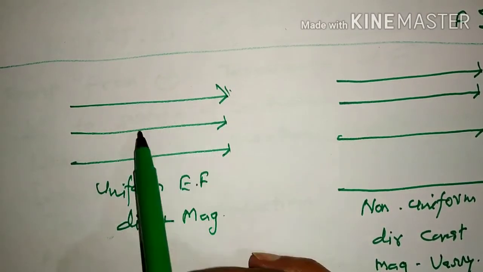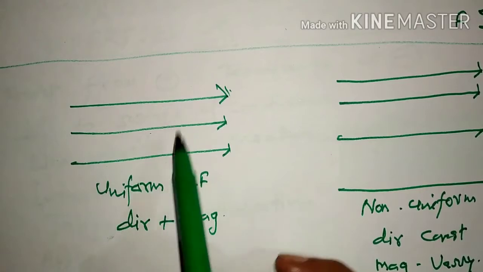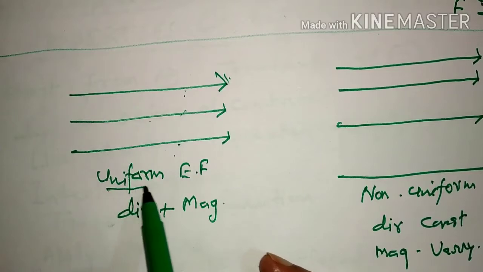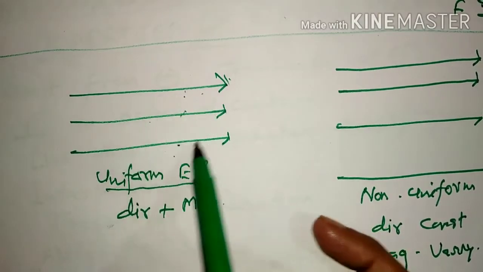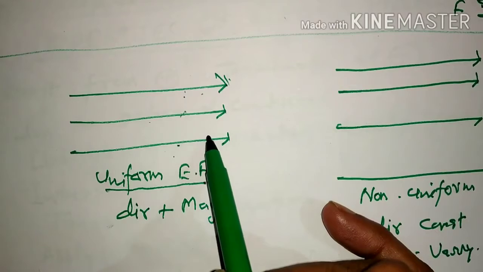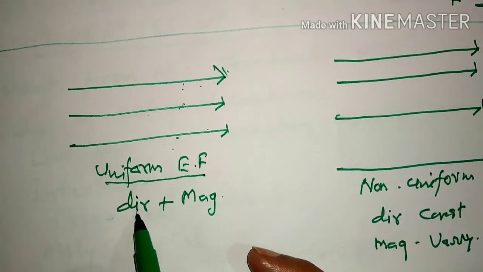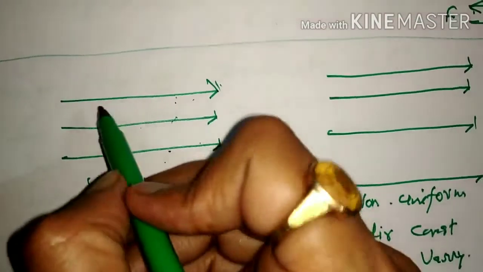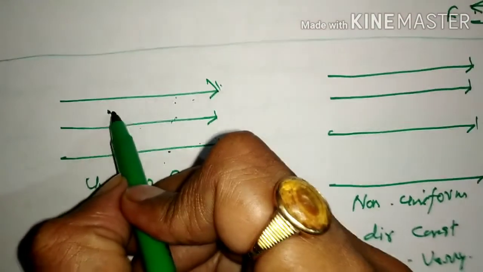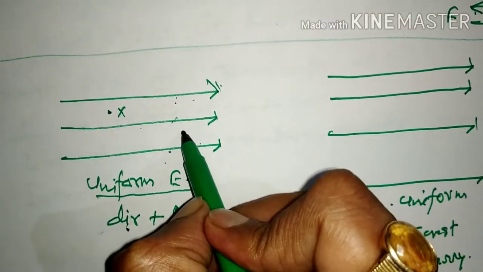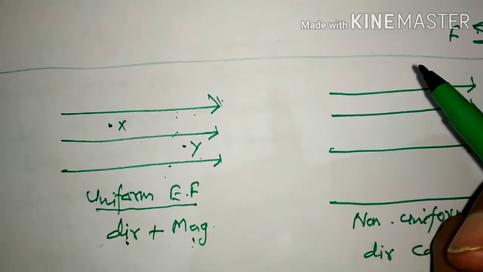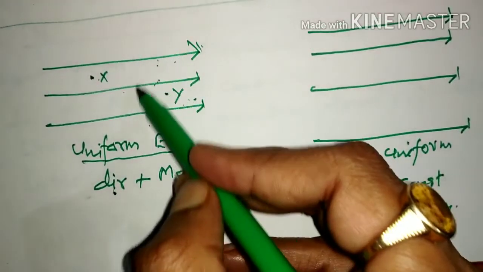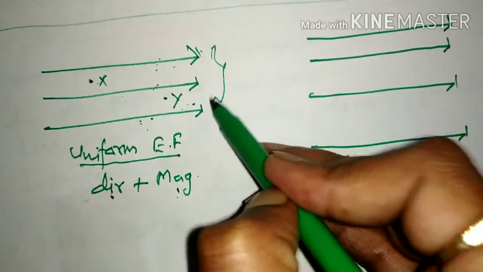If the electric fields are represented by parallel arrows which are equidistant, it means this is the uniform electric field. So this representation represents the uniform electric field, where the direction of electric field is constant as well as the magnitude of the electric field is also constant. That is, at point X, the strength of electric field is equal to the electric field at point Y. Both the points have the same electric field, that is uniform electric field. This is the representation of uniform electric field.